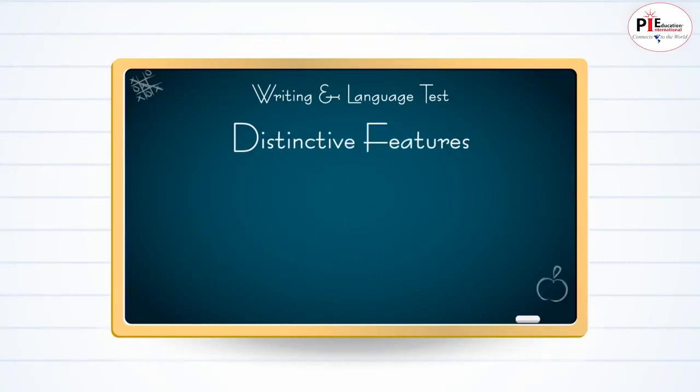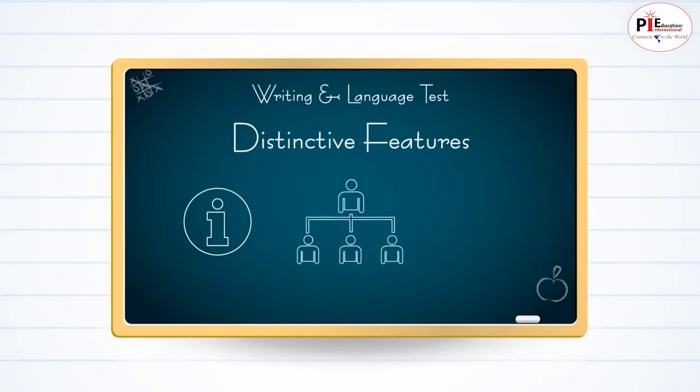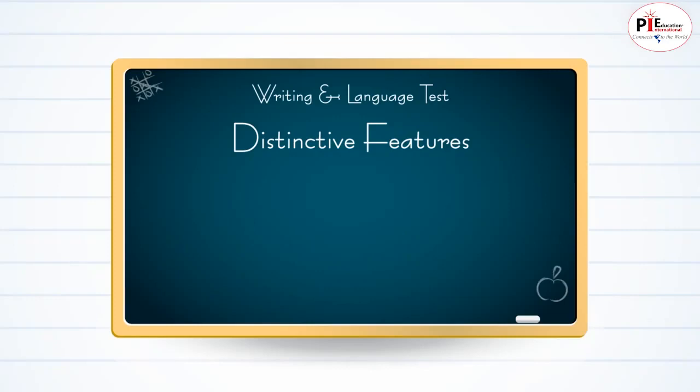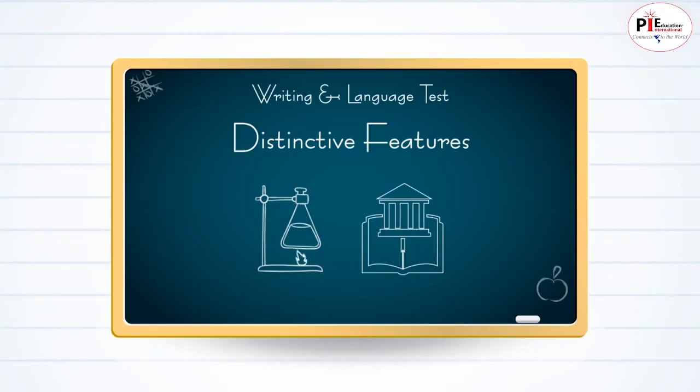Distinctive features. Some questions test students on the expression of ideas. These questions ask students to improve topic development, organization, and rhetorical effectiveness. This category includes passages on the topics of science and history and social studies.